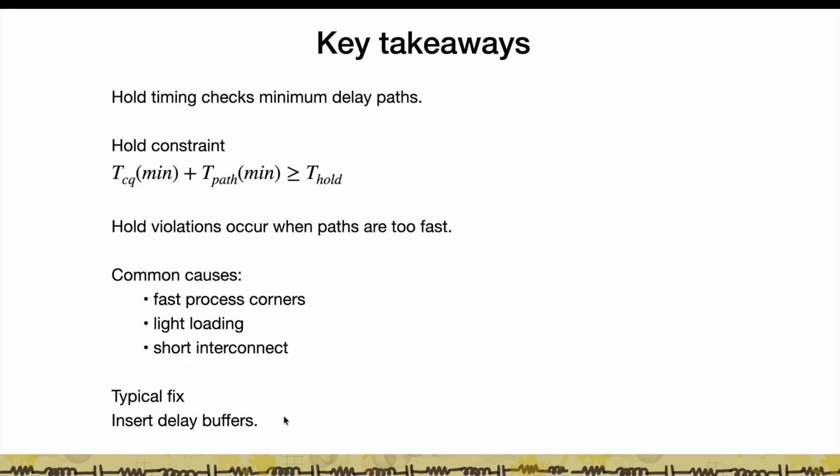In the next lecture, we are going to look at process, voltage, and temperature corners, the framework that explains why timing behavior changes across operating conditions and how STA verifies a design across all of them at once. It's the piece that ties everything we have covered together.